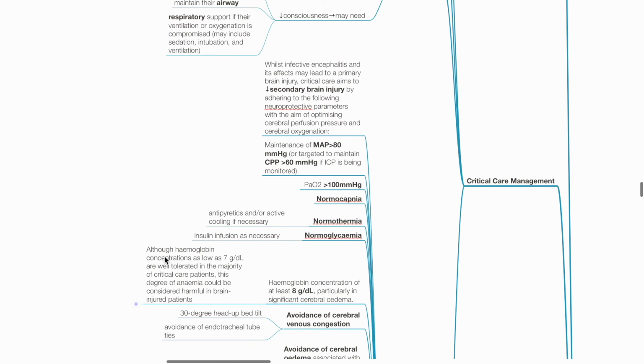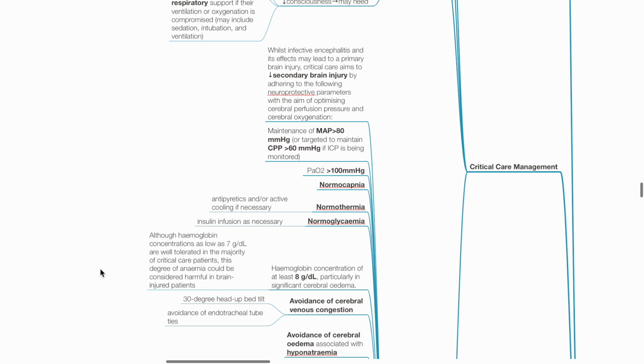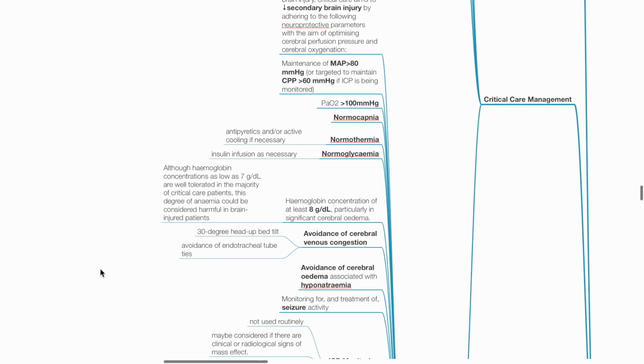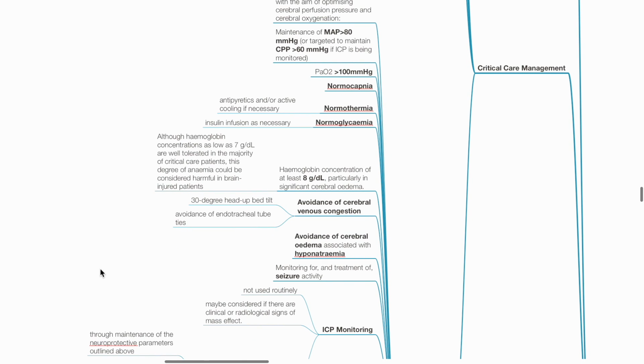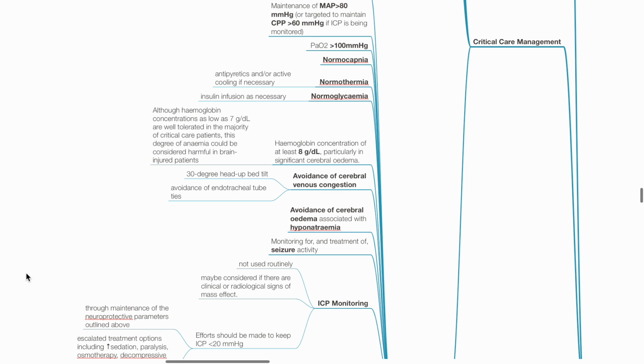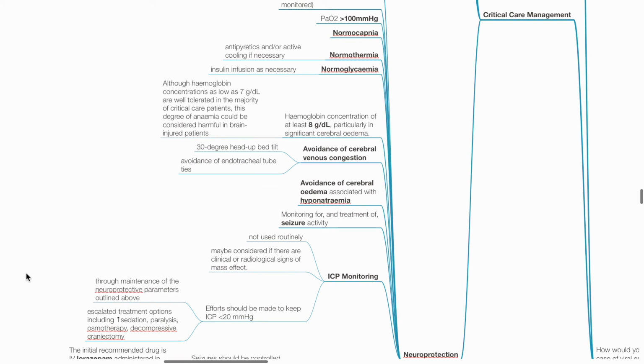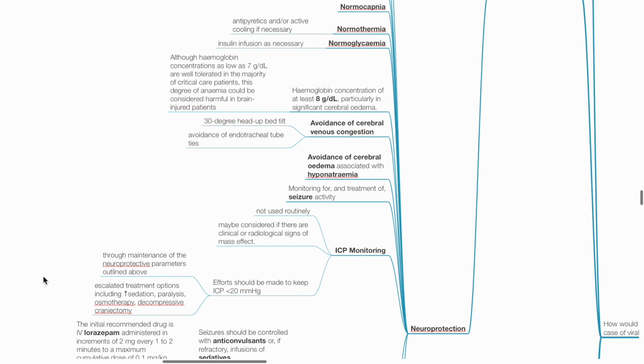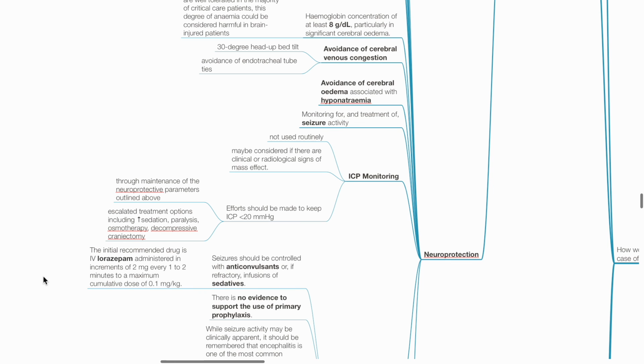This includes maintaining MAP more than 80 mmHg, maintaining cerebral perfusion pressure more than 60 mmHg, maintaining PaO2 more than 100 mmHg, normal capnia, normal thermia, normal glycemia, Hb at least 8 grams per dl, avoiding cerebral venous congestion with 30-degree head-up tilt and avoidance of endotracheal tube ties, avoidance of cerebral edema associated with hypoosmolality, monitoring and treatment of seizures. If ICP monitoring is employed, efforts should be made to keep it below 20 mmHg.